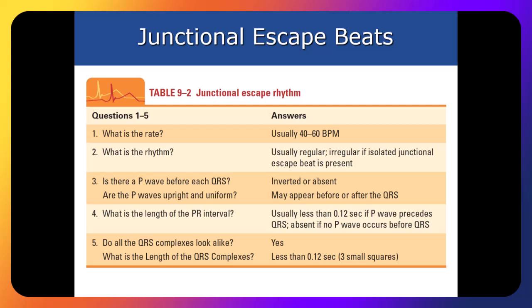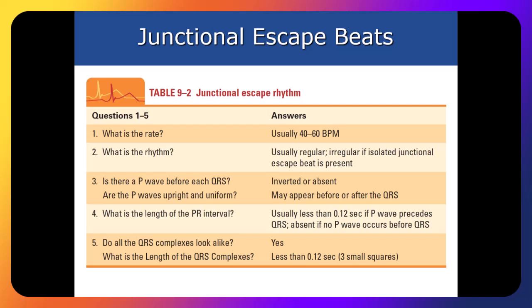Okay? Is a P wave present for that escape? Well, if it's coming from the junction, the answers are the exact same as what we said a little bit ago for the PJC. It could be there and it could be inverted. It could not be there and be in either the T wave or the QRS, or it could potentially be right after the QRS.